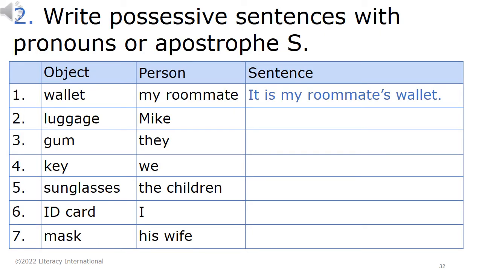2. Write possessive sentences with pronouns or apostrophe s. Object, person, sentence. For example, 1. Wallet, my roommate. It is my roommate's wallet. 2. Luggage, Mike. 3. Gum, they. 4. Key, we. 5. Sunglasses, the children. 6. ID card, I. 7. Mask, his wife.